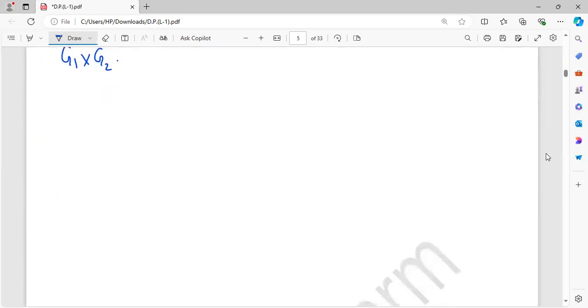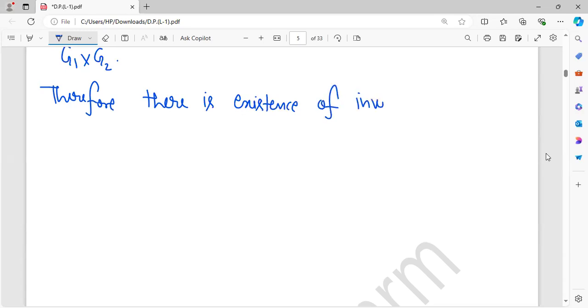Therefore, there is existence of inverse in G1 cross G2. Okay. Now, fourth one is associative property.